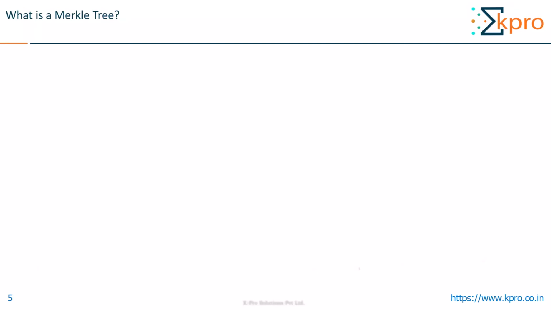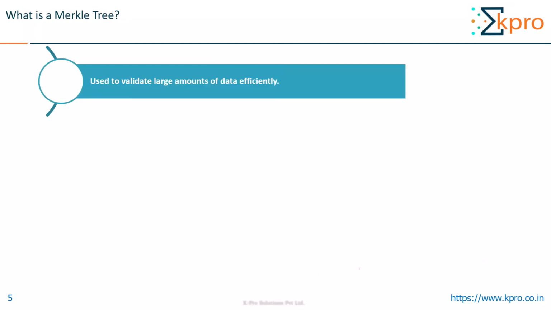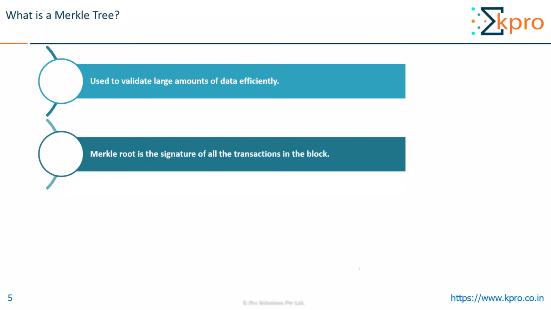Next, let us see what is a Merkle tree. Merkle trees are used in blockchain to validate large amounts of data in an efficient manner. Merkle root can be viewed as the signature of all the transactions within a single block.